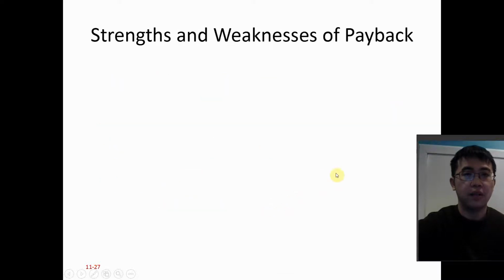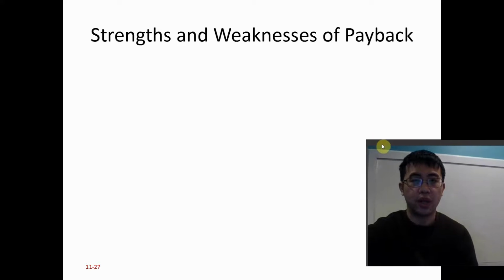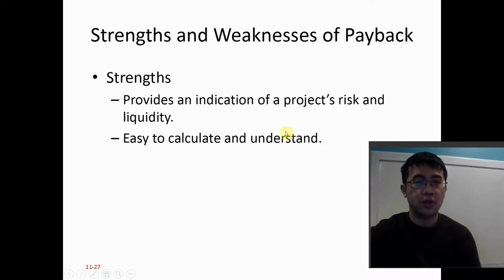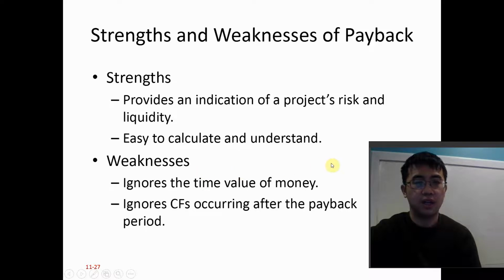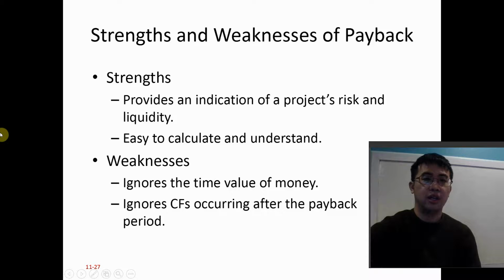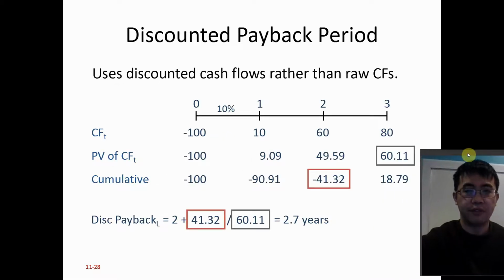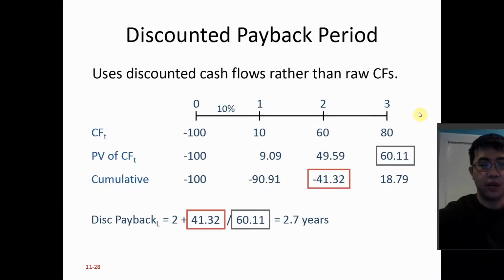All right, so that's the regular payback period. There is a strength and a weakness of this method. The strength is that it provides a good idea of the project risk, how long it takes to get your money back, and you don't want it to be too long. Also, it's easy to calculate and understand. The weakness is that it ignores the time value of money, and it also ignores the cash flow after the payback period. So if you make $1 million in year 4, you still have the same payback period.